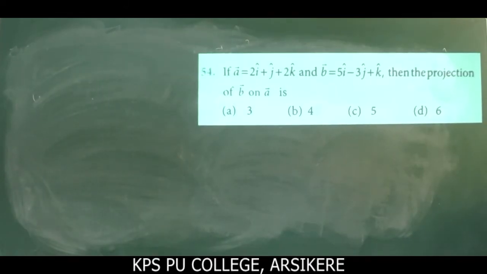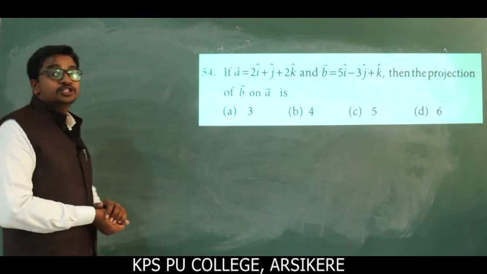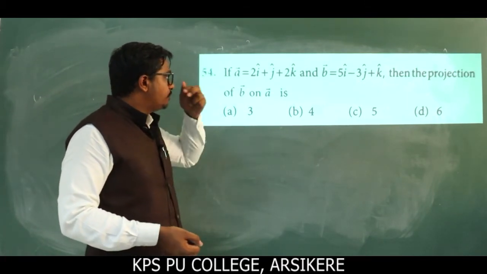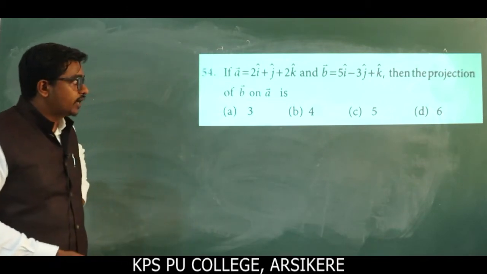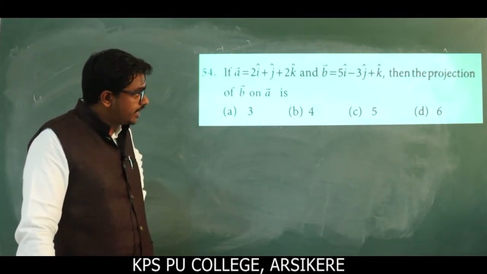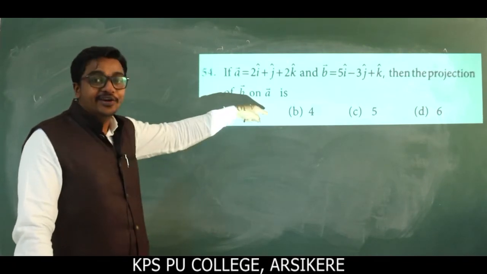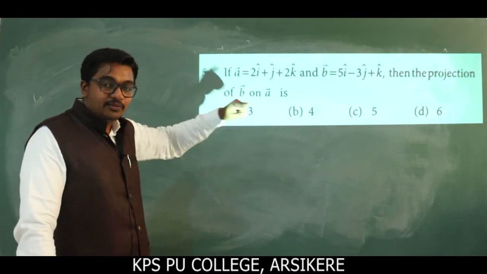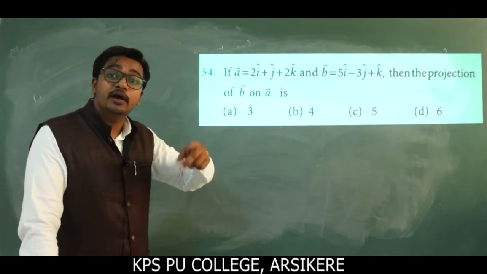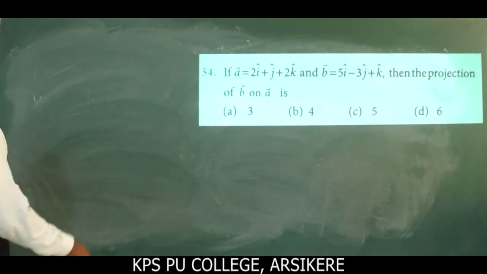Now dear students, we are moving to the next question. Question number 54. If vector A is equal to 2i plus j plus 2k cap and vector B is equal to 5i minus 3j plus k cap, then the projection of B on A. This is very important. You already know the theory. Projection of A on B, projection of vector B on A. Okay. So projection of B on A.